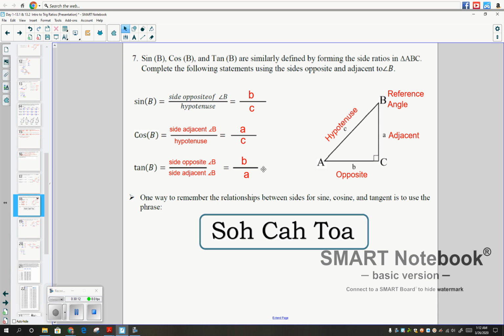Because sine is the ratio of what? Opposite over hypotenuse. So S, sine of an angle will equal the opposite side over the hypotenuse. C is cosine. Cosine equals the adjacent over the hypotenuse. And tangent, TOA, refers to tangent. What is tangent the ratio of? Opposite over adjacent. So that acronym is used a lot to help us remember which sides go with which ones.